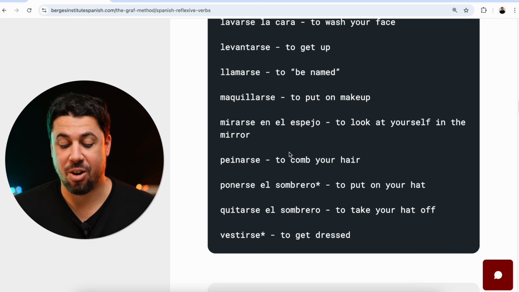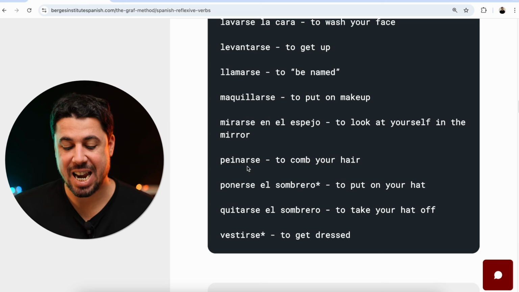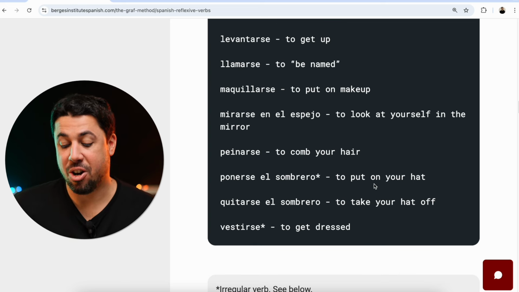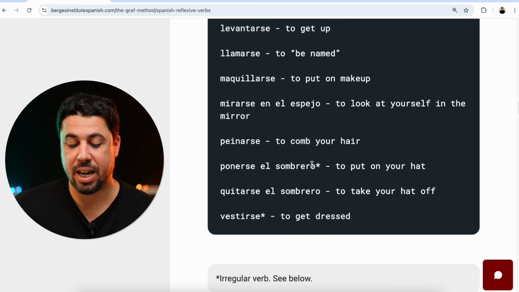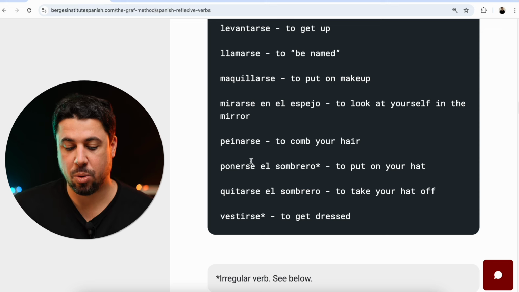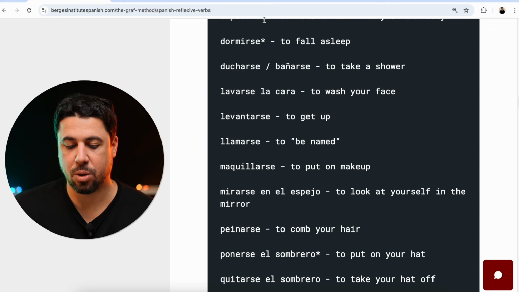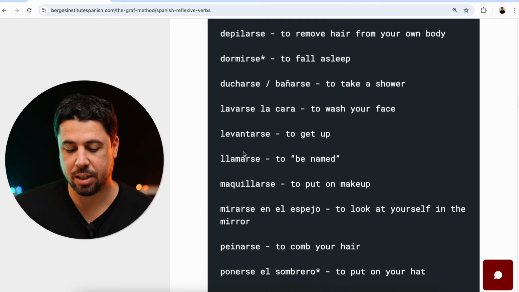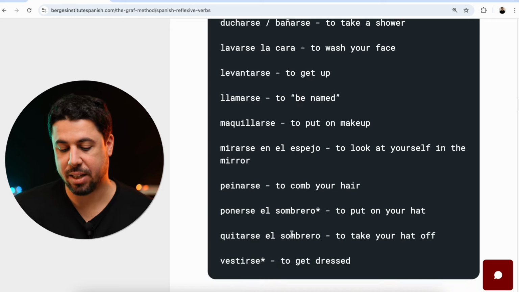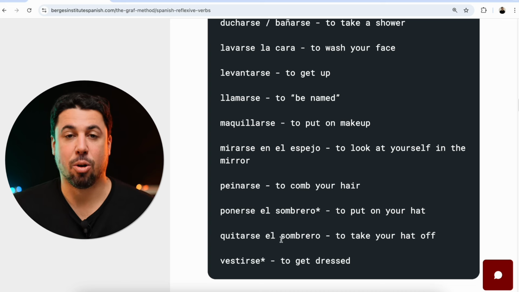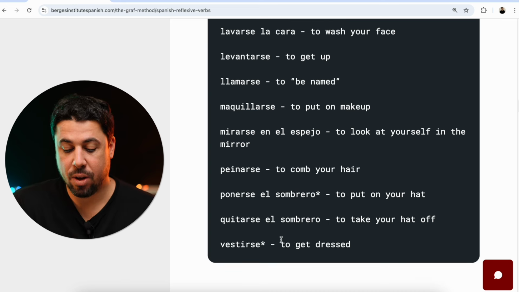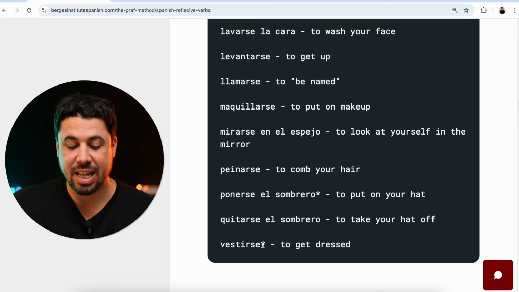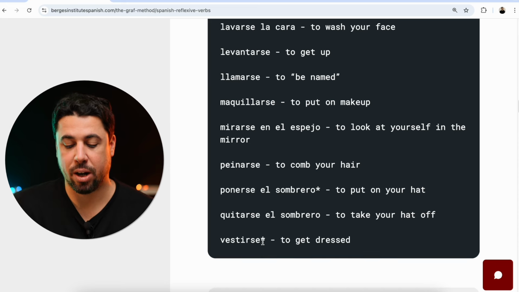To comb your hair, your own hair, peinarse. To put something on, like your hat in here, ponerse el sombrero. And this one is also irregular. Dormirse was also irregular. We'll take a look at acostarse, dormirse, and ponerse in a second. Quitarse el sombrero, to take your hat off. And to get dressed, vestirse, which is also irregular.